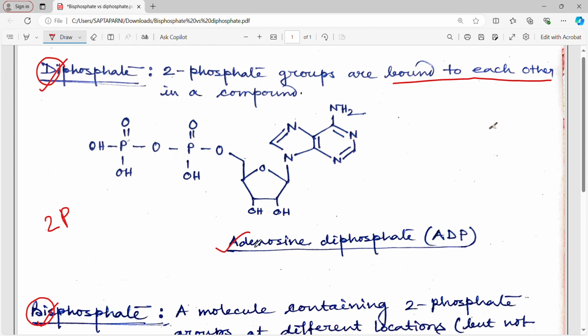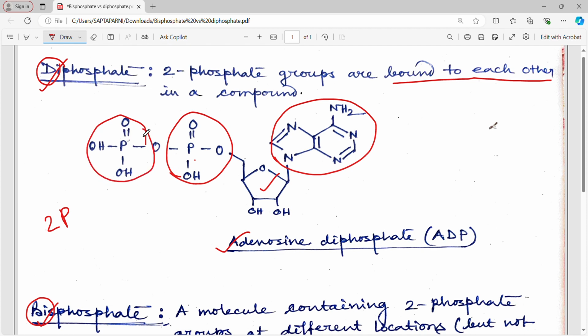ADP or adenosine diphosphate. Here you can see this is the ribose sugar. This is the adenine or the nitrogen base. And these are the two phosphate groups. This is one phosphate group and this is another phosphate group. These two phosphate groups are attached with each other, bound with each other, with a P-O-P linkage.